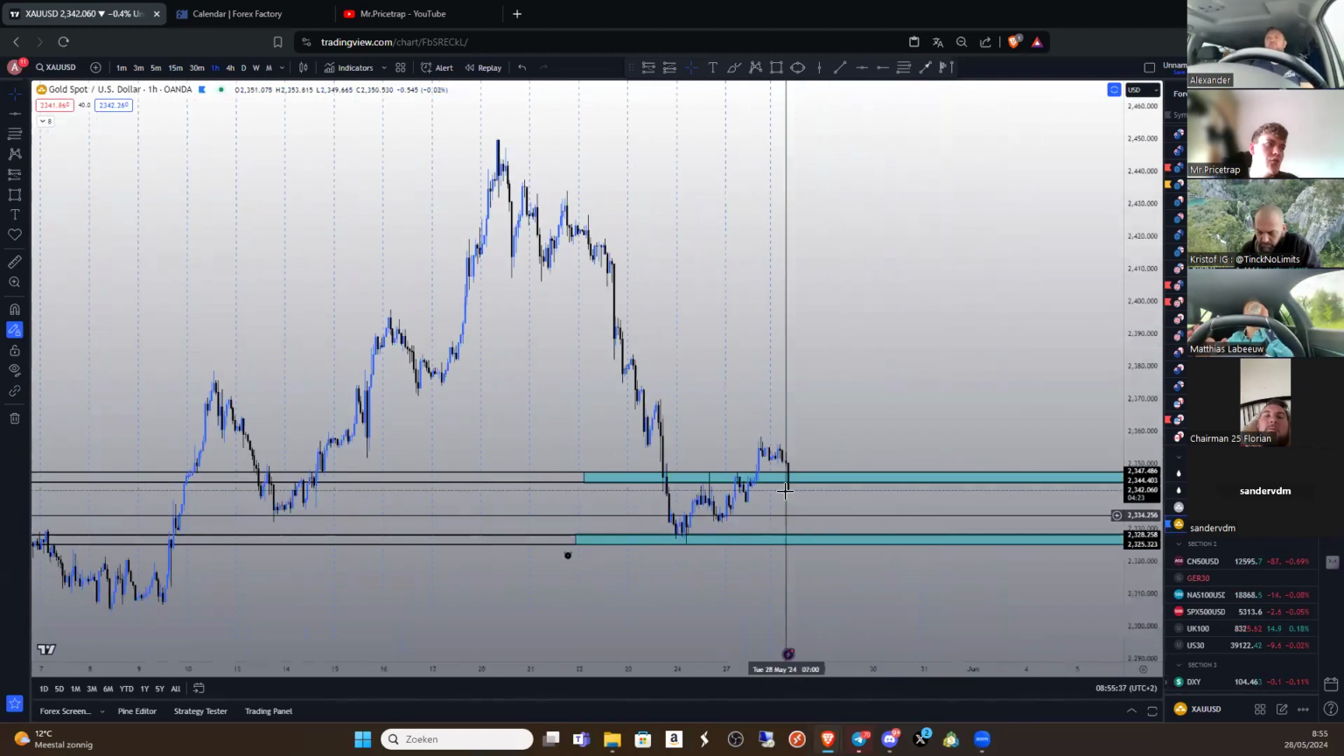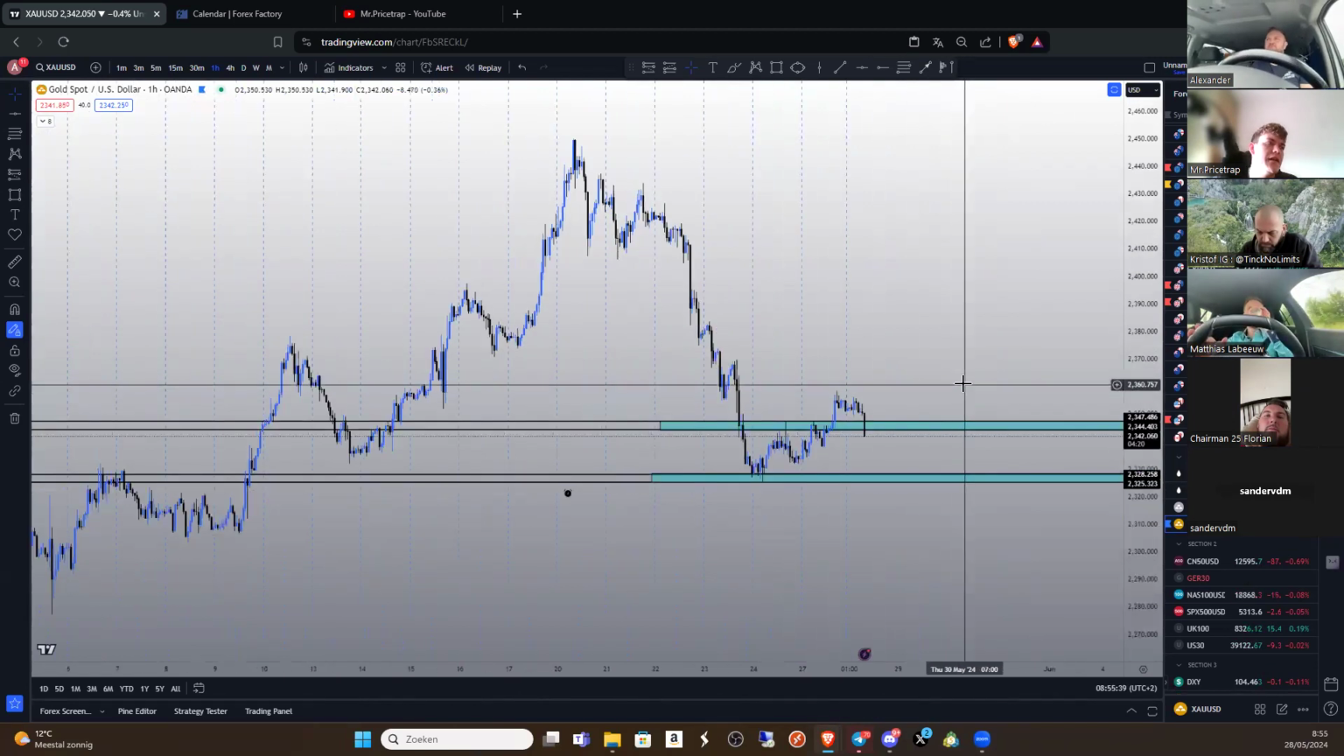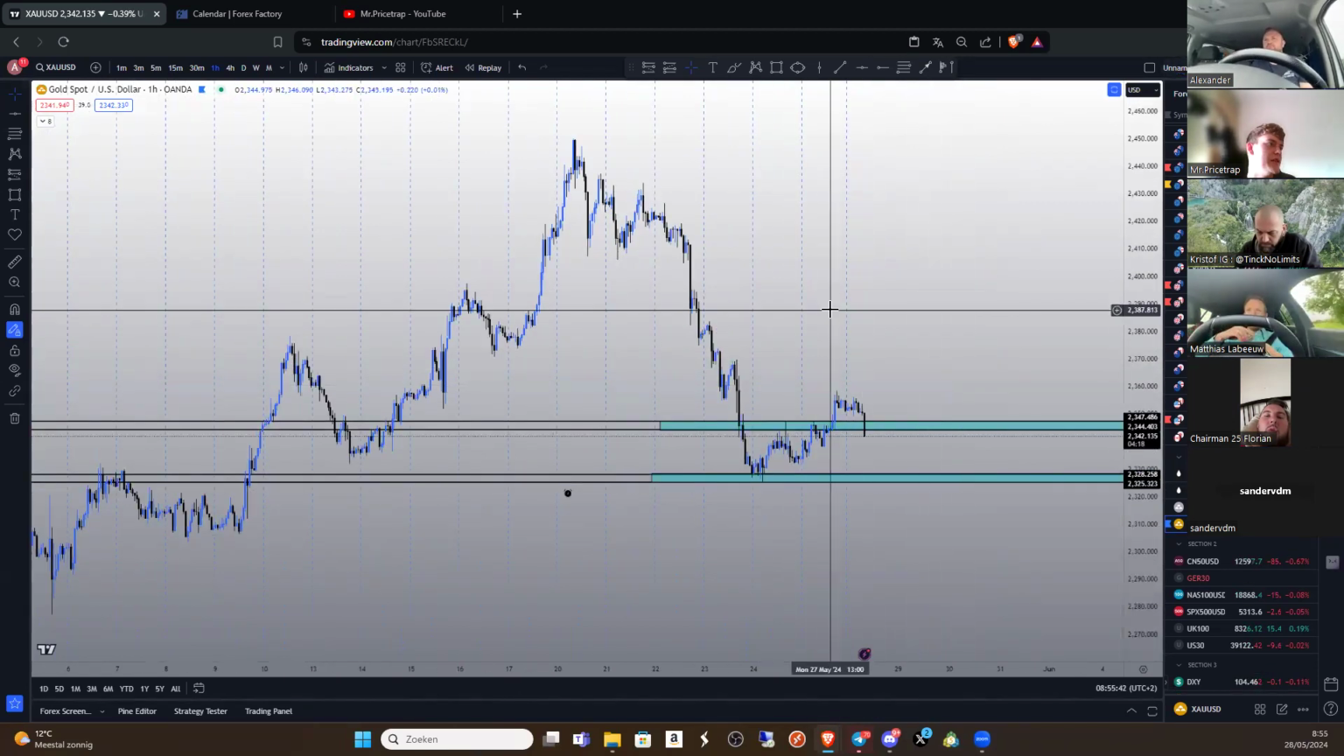Let's see what gold is going to do. We are retesting at this moment. Let's see if we can get some proper price action and follow up this breakout.